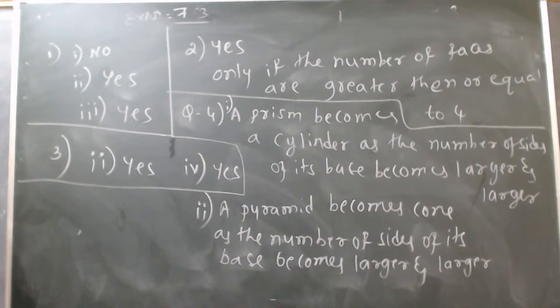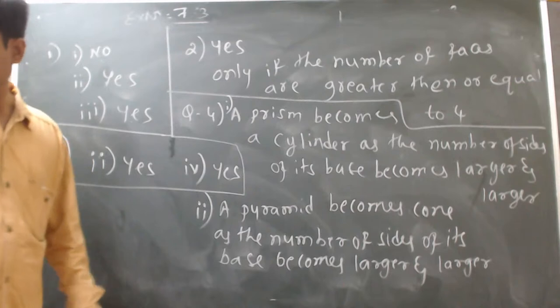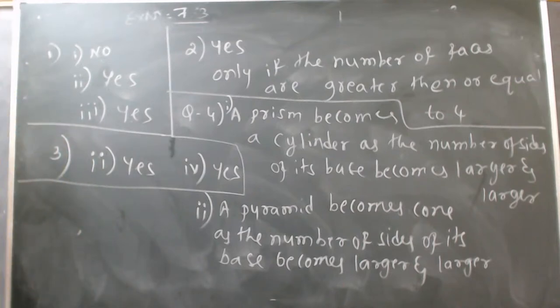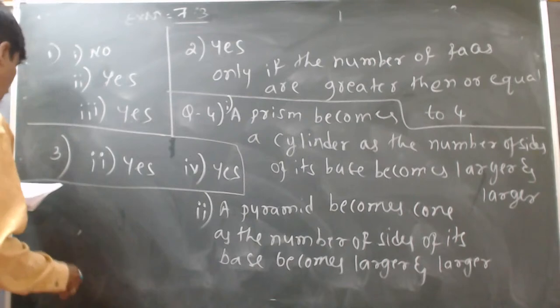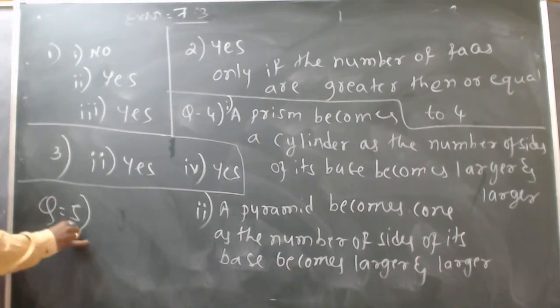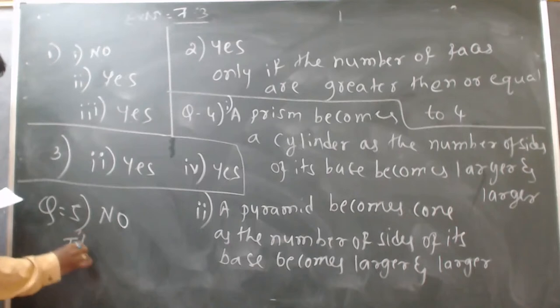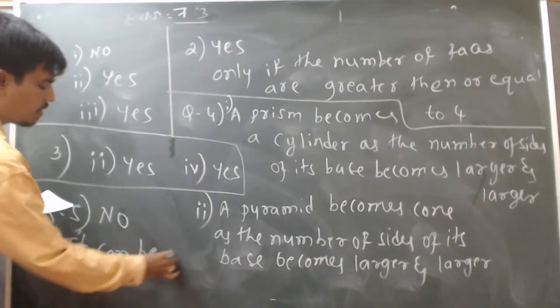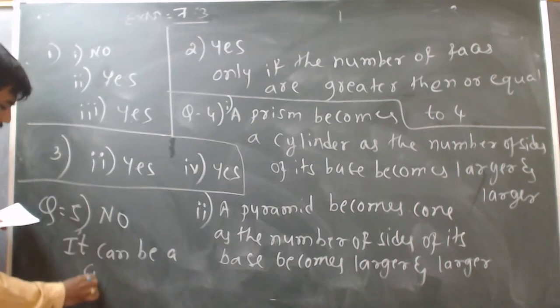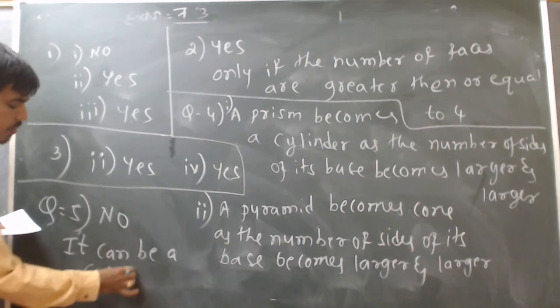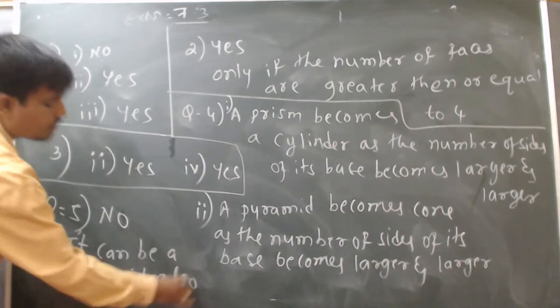After this, we have the fifth question. Is a square prism the same as a cube? As you know, from a square only it will become a cube. Now they are asking, is a square prism the same as a cube? The answer is no, never. It can be a cuboid also. So remember this.